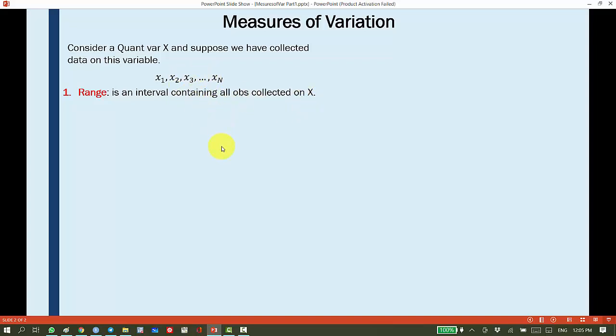variable x. In other words, the range of this variable x is this interval starting from the minimum and ending at the maximum value on the variable x. The length of this interval, as we know, is the maximum, the largest, minus the minimum, the smallest.